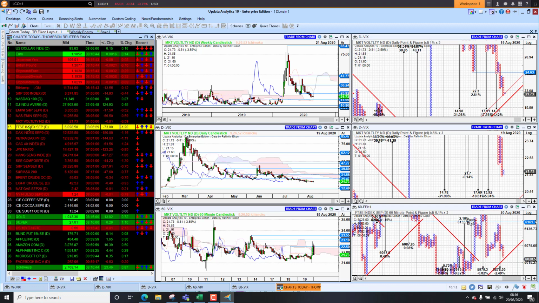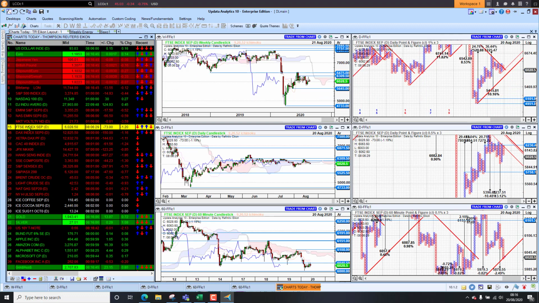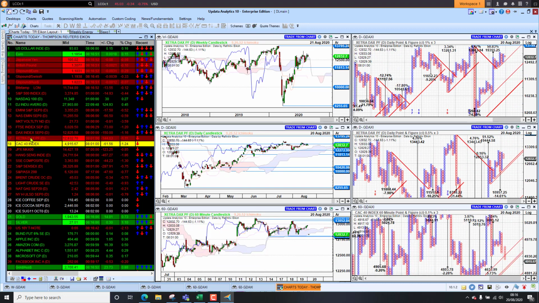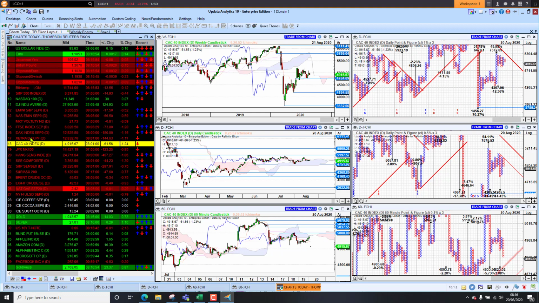And looking at the FTSE future, we're down over 1% in the UK this morning, and the DAX cash is down 1% as well, and the CAC current is down 1.2%. So we are just seeing markets coming off here.